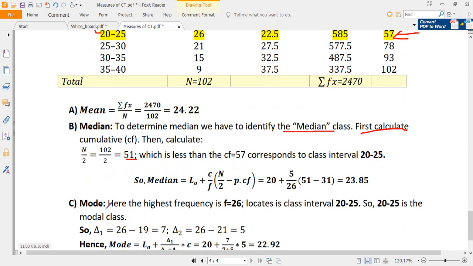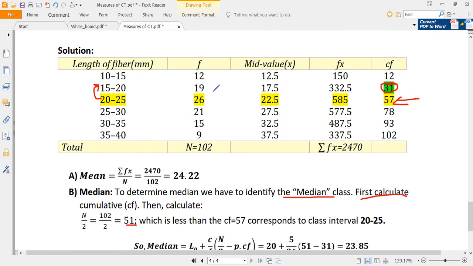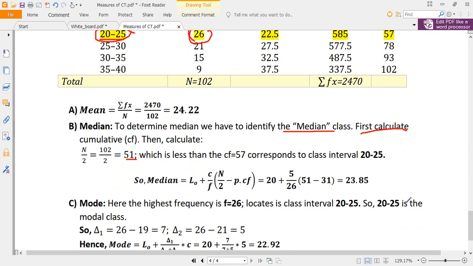Finally, to compute the mode, we have to see which class has the highest frequency. We can see from here that this is the highest frequency and it is located in this class. Fortunately, the median class and modal class are the same for this distribution, but this will not be the same for other frequency distributions or data. So we have the modal class because this frequency is the highest, and the class interval of the modal class is 20 to 25.